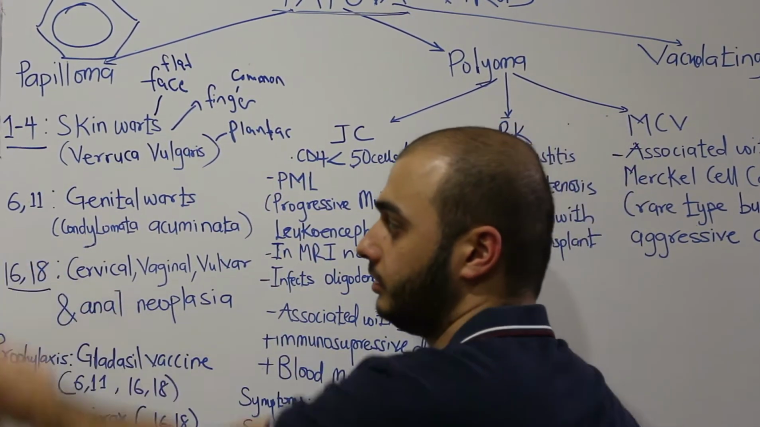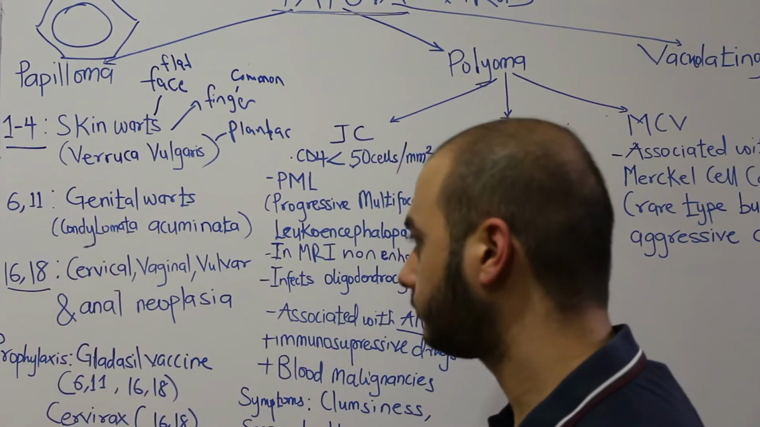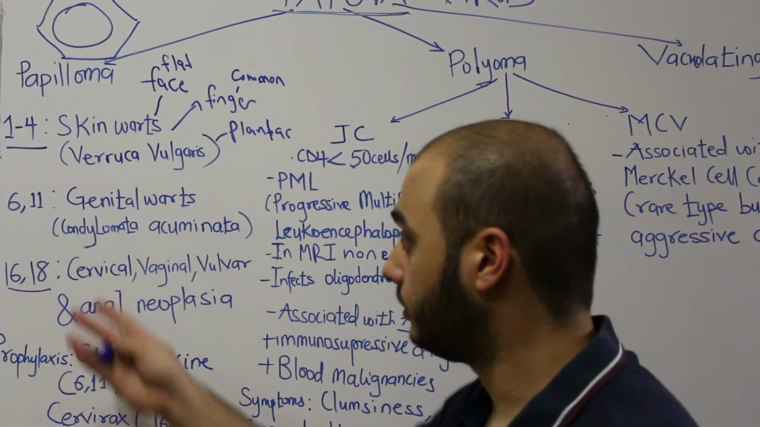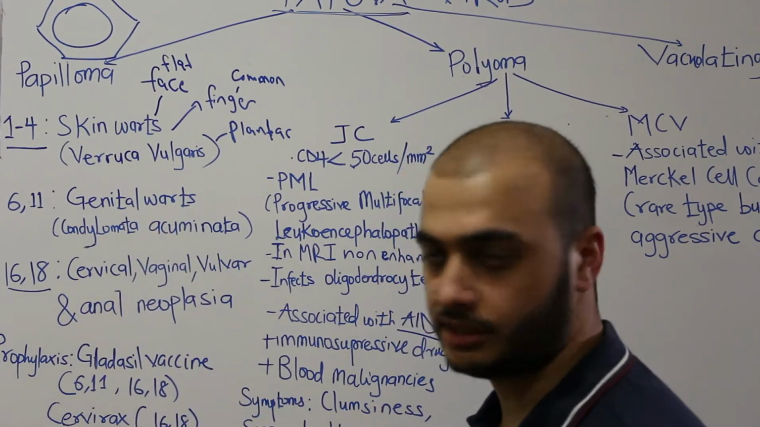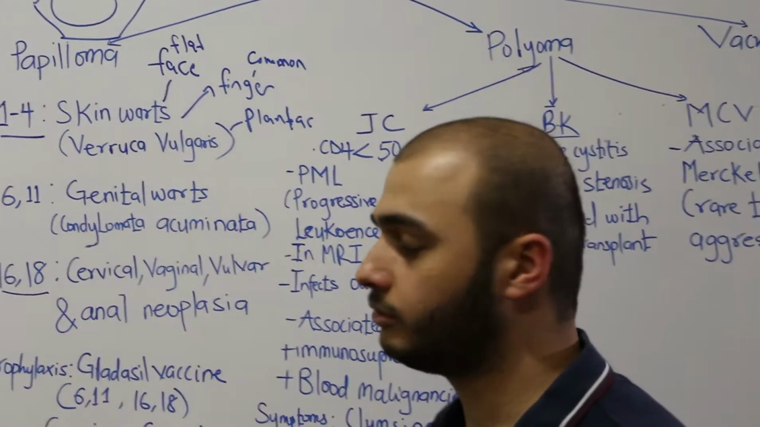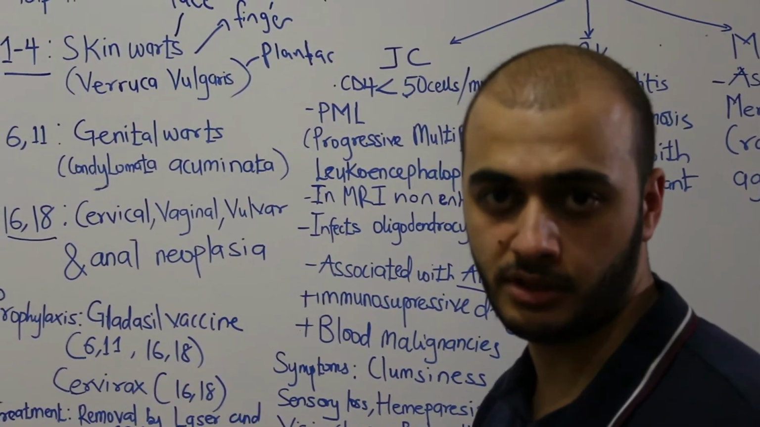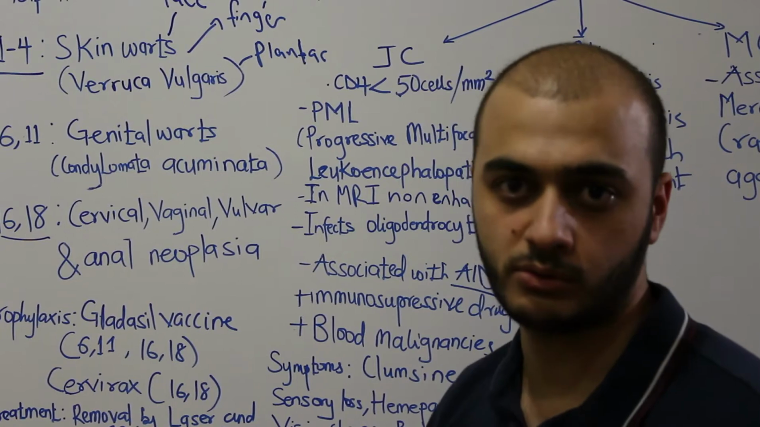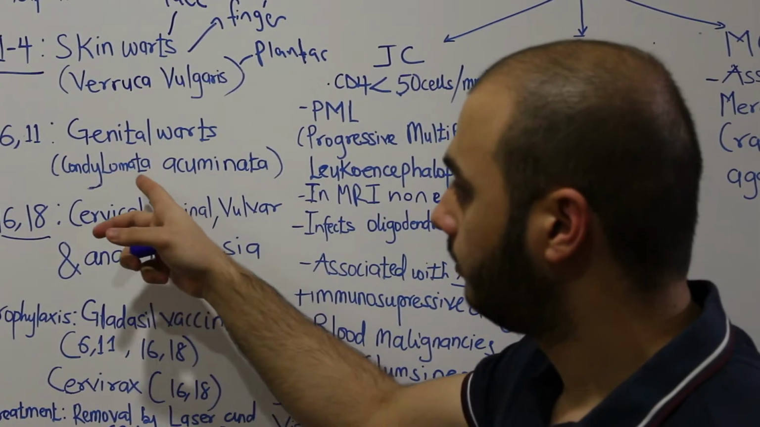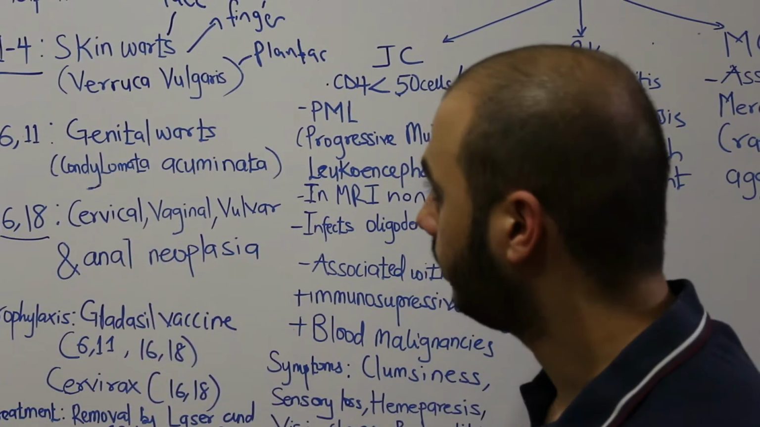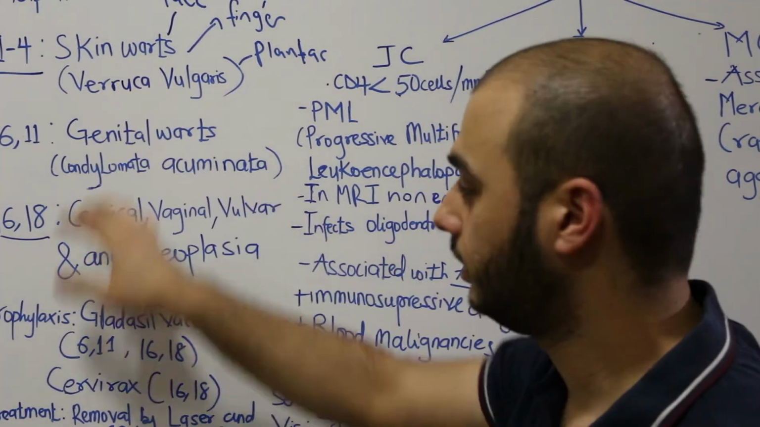Next are serotypes 6 and 11. These serotypes are very associated with genital warts on the external genitalia. So there will be a lesion called condyloma acuminata on the penis or on the anus. But mostly it will be benign, as with the skin warts, also benign.